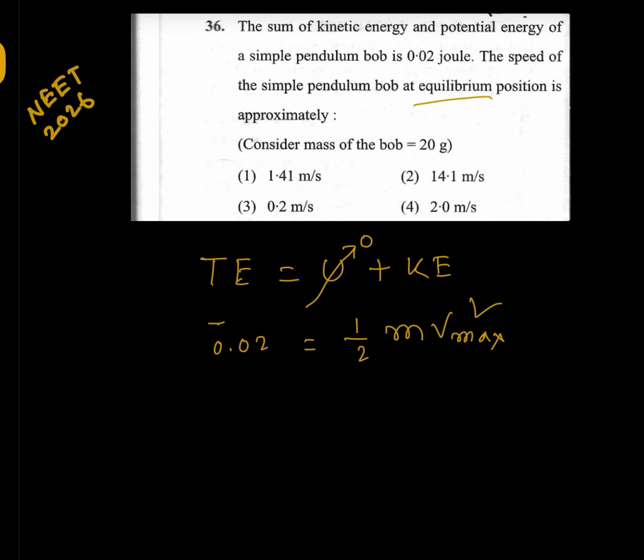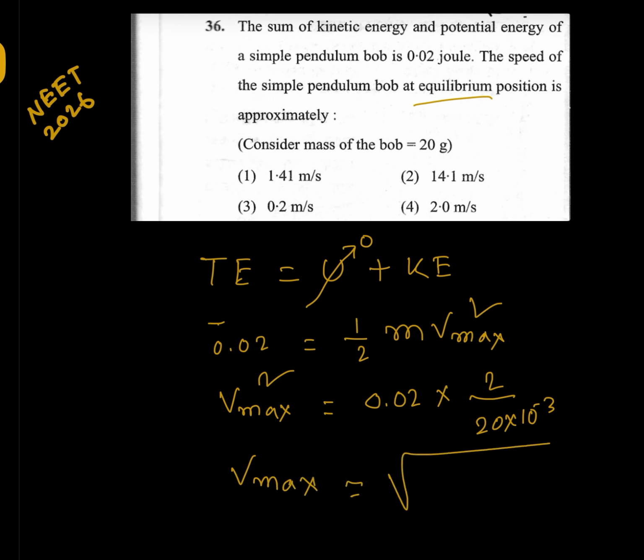So v max square is equal to 0.02 into 2 by m, where m is given as 20 gram, and we have to convert it into kg: 20 into 10 to the power minus 3, right? And v max would be the root of all of this, 20 into 10 to the power minus 3.